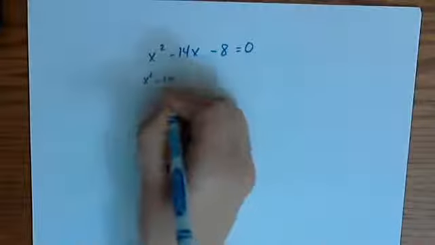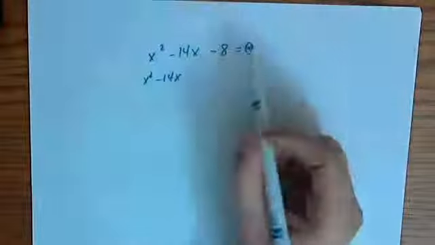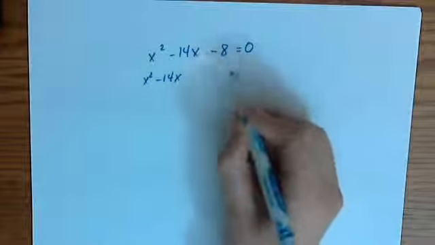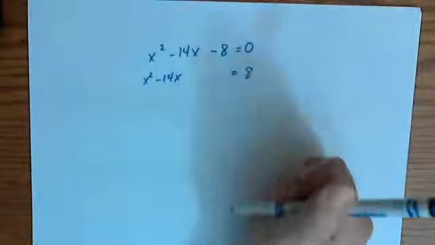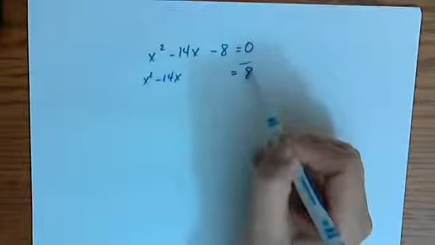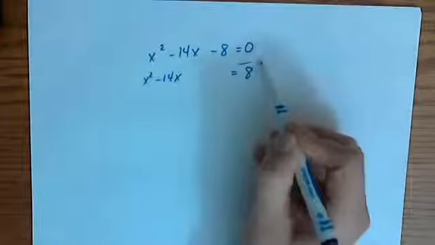x squared minus 14x. And since I'm going to be completing the square, I'm just going to move this number, the constant, over to the other side. And remember, when I move it to the other side, I move it to the dark side, so it's negative here. It becomes positive over there.